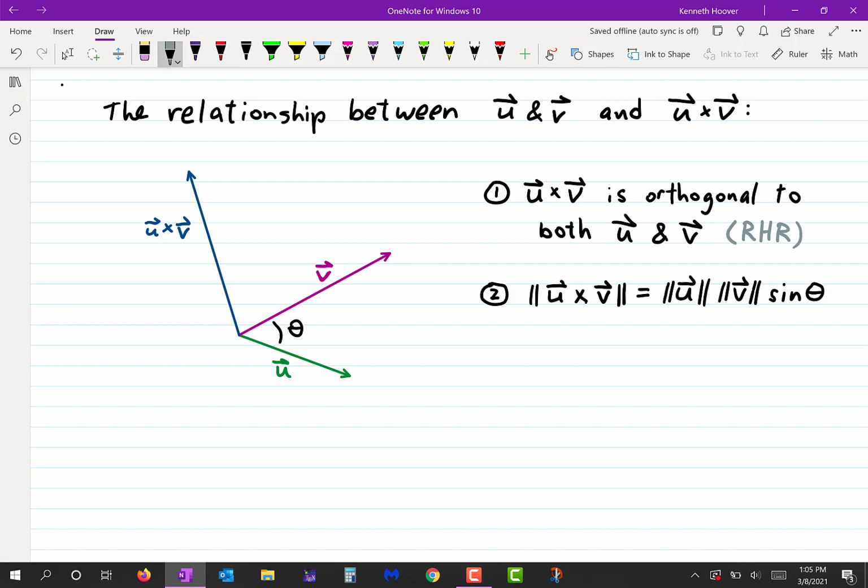Doesn't that look familiar? Because we had an almost identical thing with the dot product, which was the absolute value of the dot product of u and v equals the magnitude of u times the magnitude of v times the cosine of the angle between them. So see, very, very similar rules. So what's that tell you? It tells you you can use the dot product or the cross product to find the angle between u and v. Either one will work.